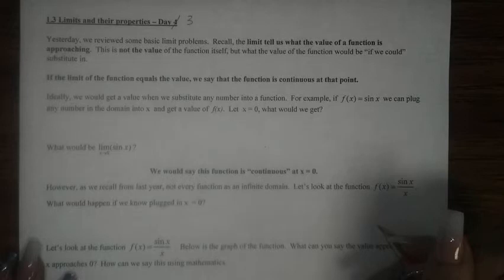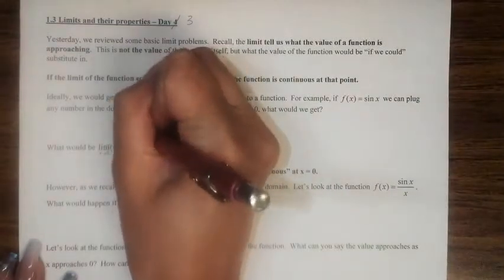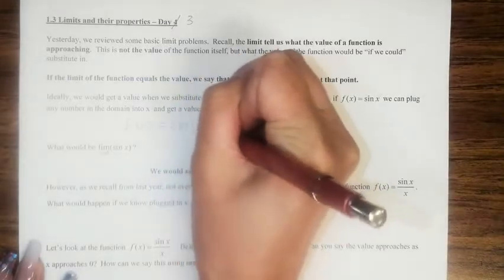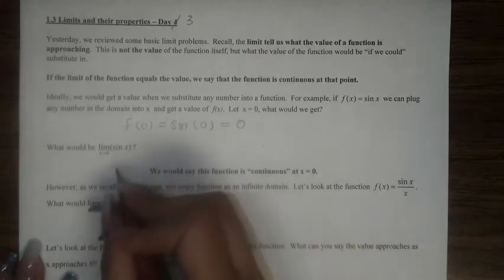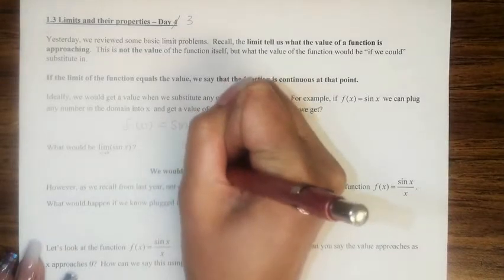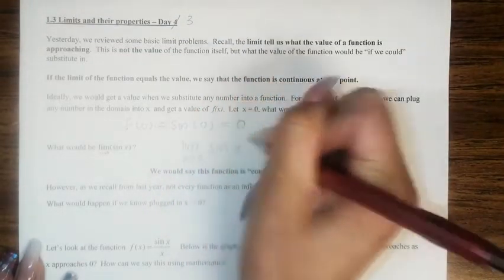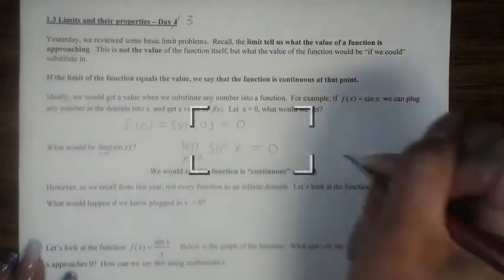For example, if your function is f of x equals sine of x, we can plug any number in the domain into x and get a value of f of x. Let x be 0, what would you get? Well, f of 0 is going to be equal to sine of 0. If you remember your unit circle, you know that's 0. So what do you think the limit when x approaches 0 of sine of x would be? You might think, oh, this is 0, and you are right.